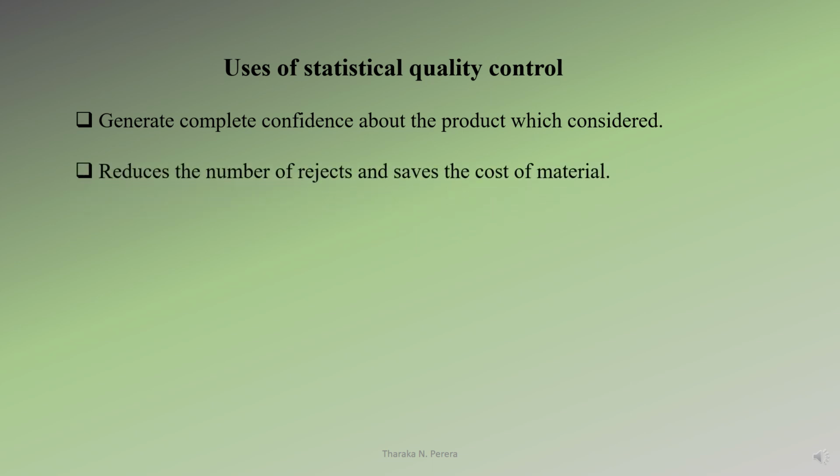Second one, it reduces the number of rejects and saves the cost of material. Since errors can be recognized early, wastage of raw materials, labor, and time is minimized. So it is able to minimize the products being rejected in the market.